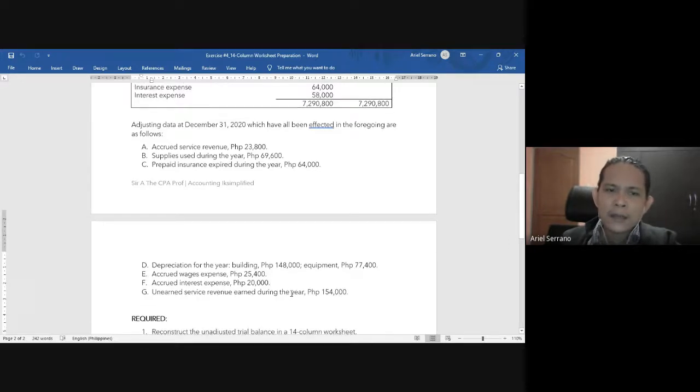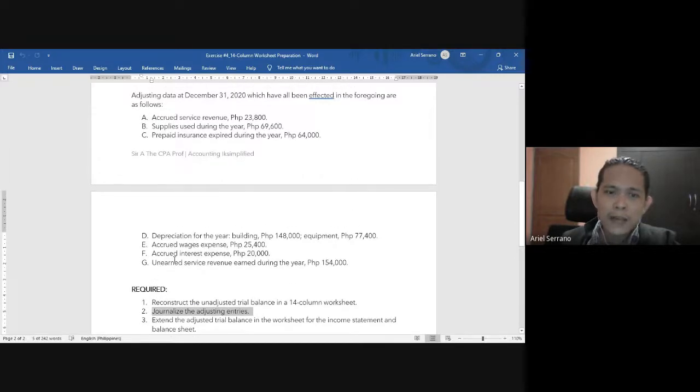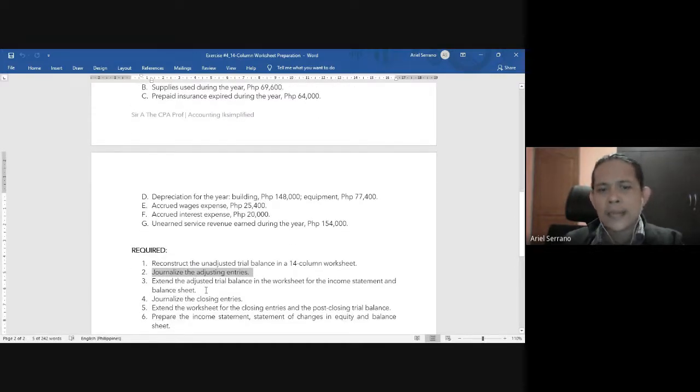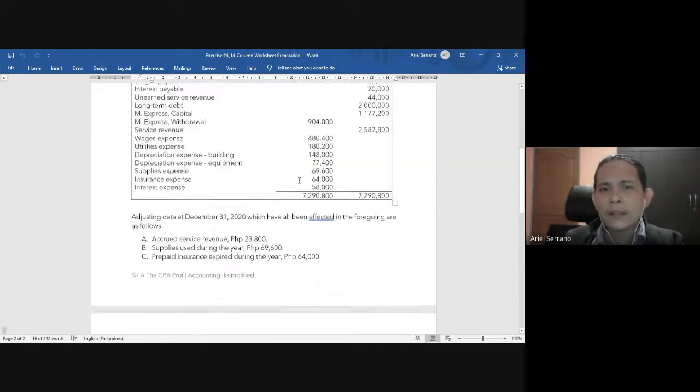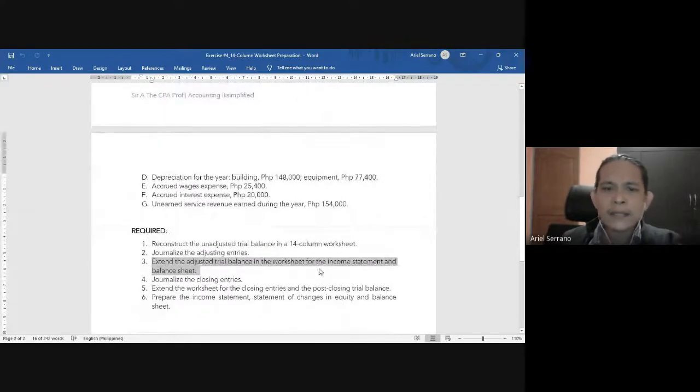Now, the requirement here is to reconstruct the unadjusted trial balance. In a 14-column worksheet, we have to journalize the adjusting entries A to G transactions, right? And we have to extend this adjusted trial balance, the one you see here, okay? And we will have to prepare the income statement and the balance sheet. Then once we identify the income statement and then the balance sheet, come period end, for example, at year end or at month end when necessary, we have to prepare the closing entries.